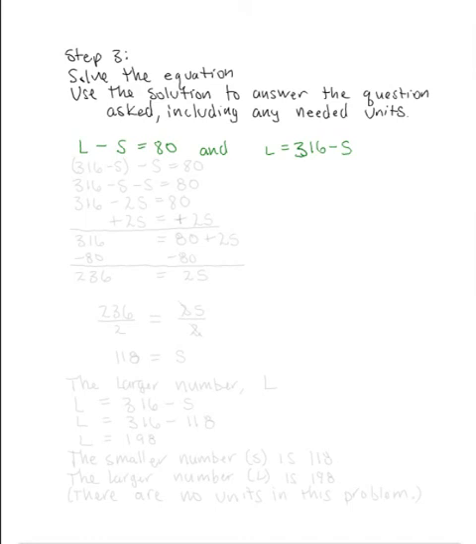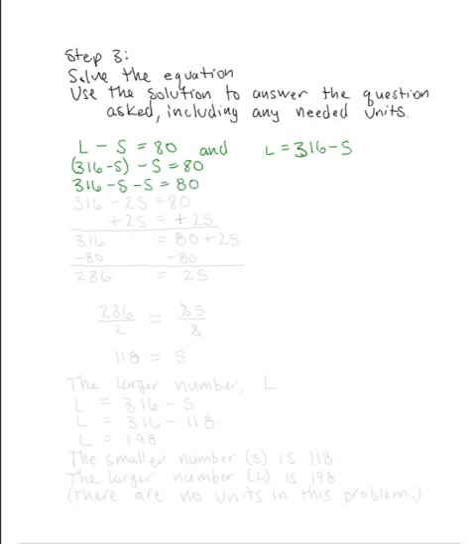The first equation says L minus s equals 80. Replacing L by 316 minus s gives us 316 minus s, that was the L part, minus s equals 80. Same equation as the one above it, I've just replaced L with 316 minus s. Okay, so I can drop the parentheses because I do not have a number out front, and I do not have a negative sign out front. So this gives me 316 minus s minus s equals 80.